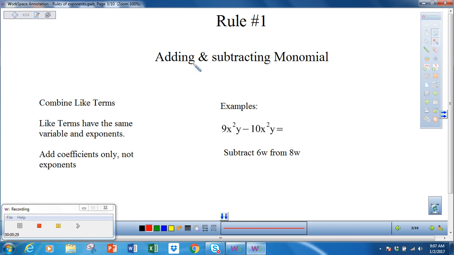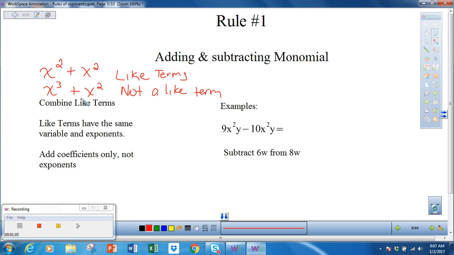When you're adding and subtracting monomials, you combine like terms. Remember, like terms have the same variable and exponents. So for instance, x squared plus x squared, those are like terms because they both have x's and the same exponent. However, x cubed plus x squared are not like terms, and we can't combine them. We can multiply anything, but we can't add these together because they're not like terms.